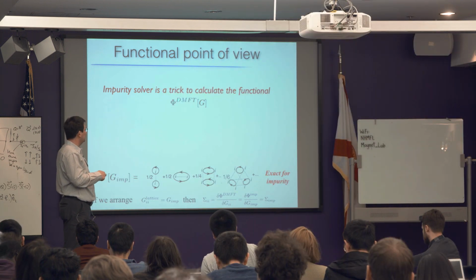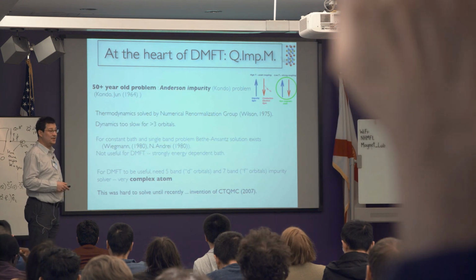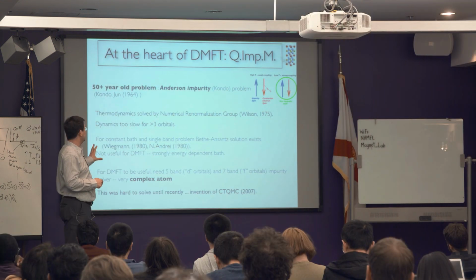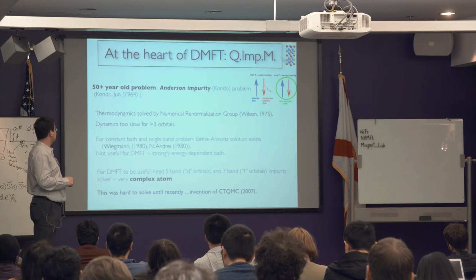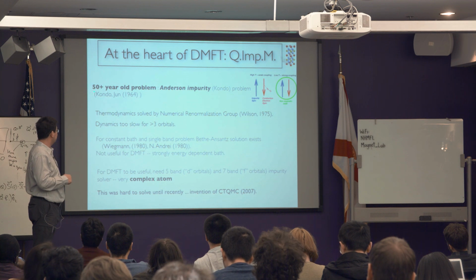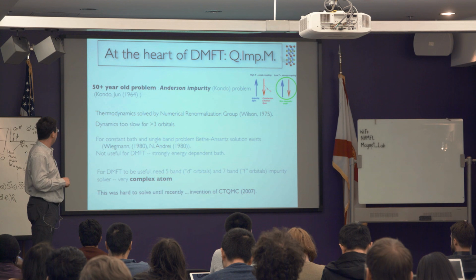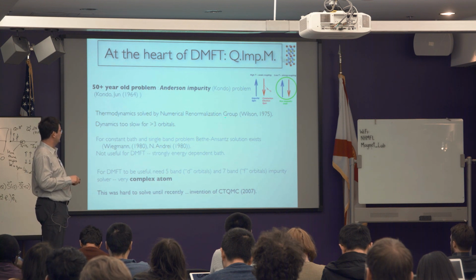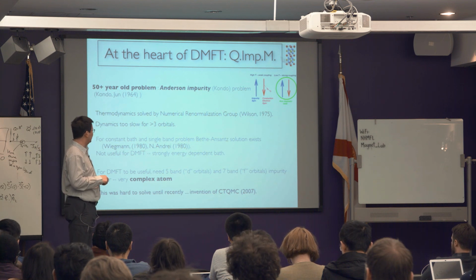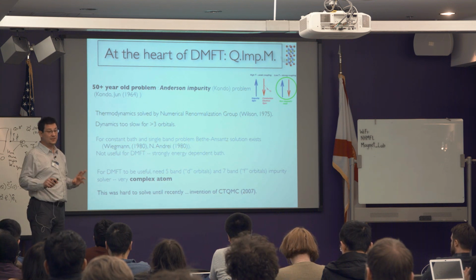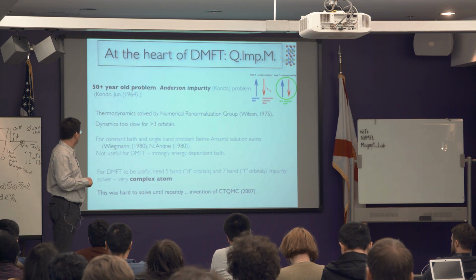So therefore, what we need to do is solve a quantum impurity model, which gives you this phi functional. The important point is that this quantum impurity model is a trick to calculate the phi functional. This quantum impurity problem is a very old problem, 50+ years old. Thermodynamics can be solved by numerical renormalization group, and also dynamics can be solved, but unfortunately, if you have more than 3 orbitals, it's still very hard to solve, and it's very slow.